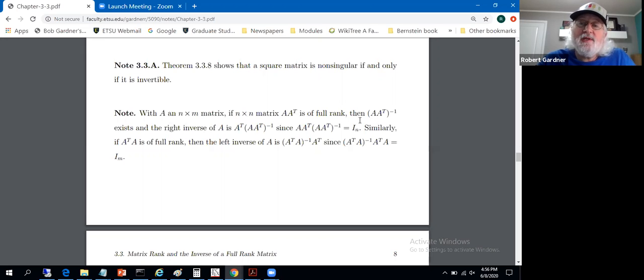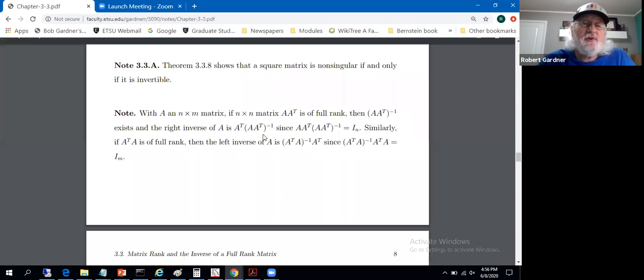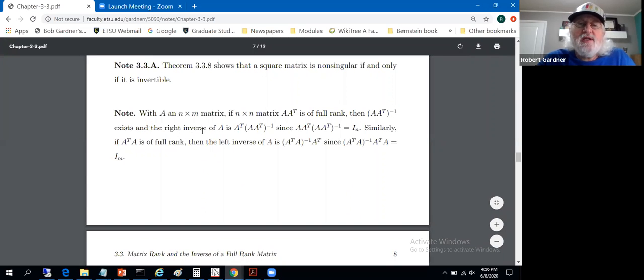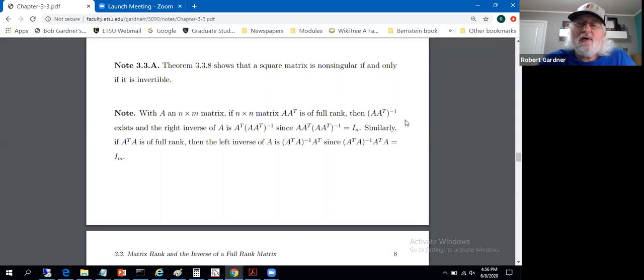If this matrix AA transpose is full rank, the claim is we can find an inverse of it. We know an inverse exists, so AA transpose inverse does exist, and we can express the right inverse of A using A transpose in this thing. Our claim is, under this assumption of full rank AA transpose, that the right inverse of A is given by A transpose times AA transpose inverse. All we've got to do is multiply them together and watch it happen.